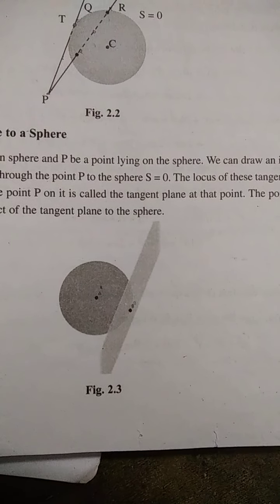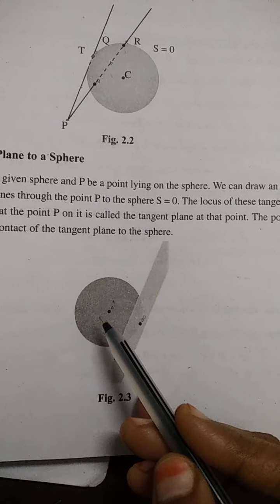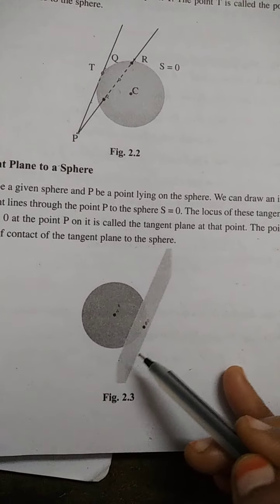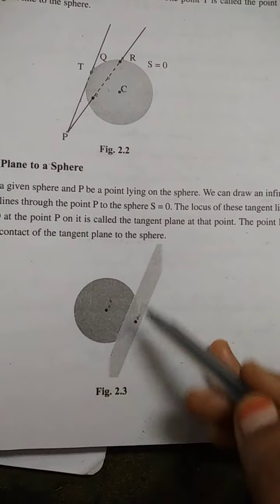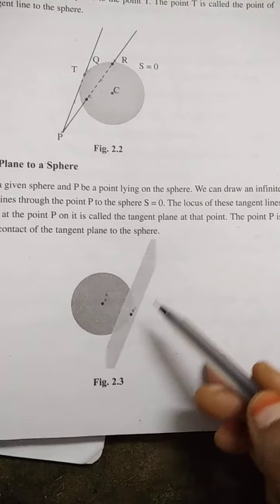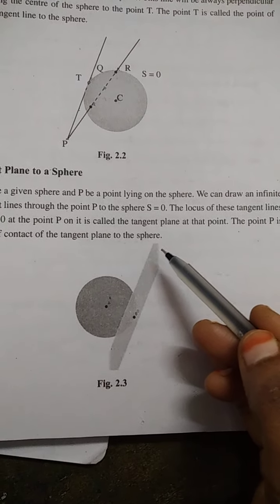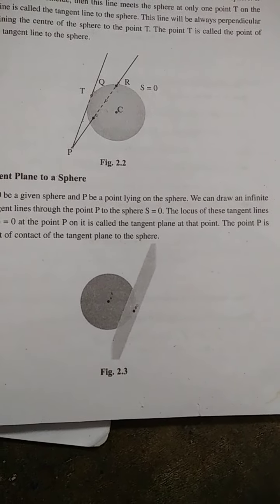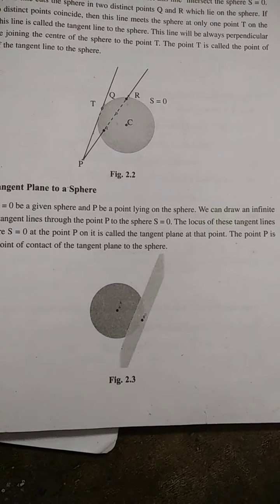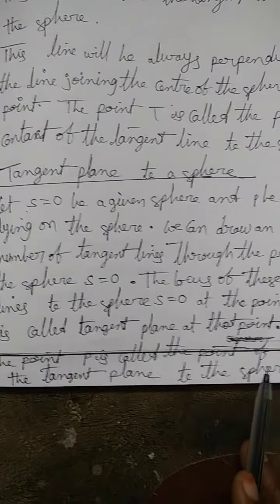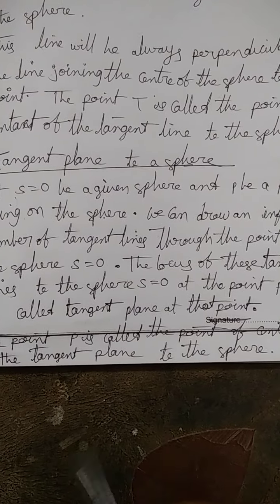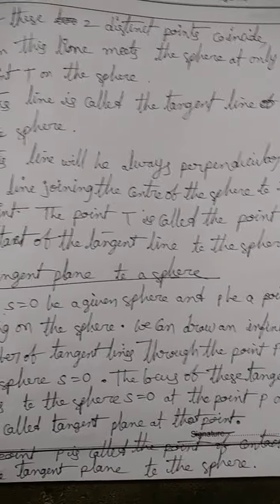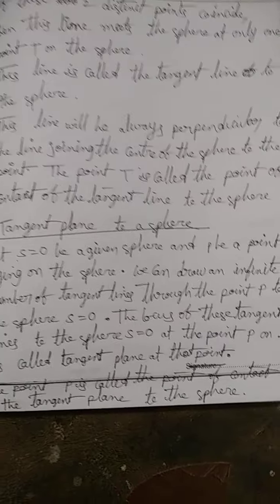The figure is like that. This is the sphere, this is the center of the sphere. P is a point on the sphere. We can draw many tangent lines to the sphere. The plane, the locus of many tangent lines, is called a tangent plane. The point P is called the point of contact of the tangent plane, as we explained before for the tangent line. P is the point of contact.